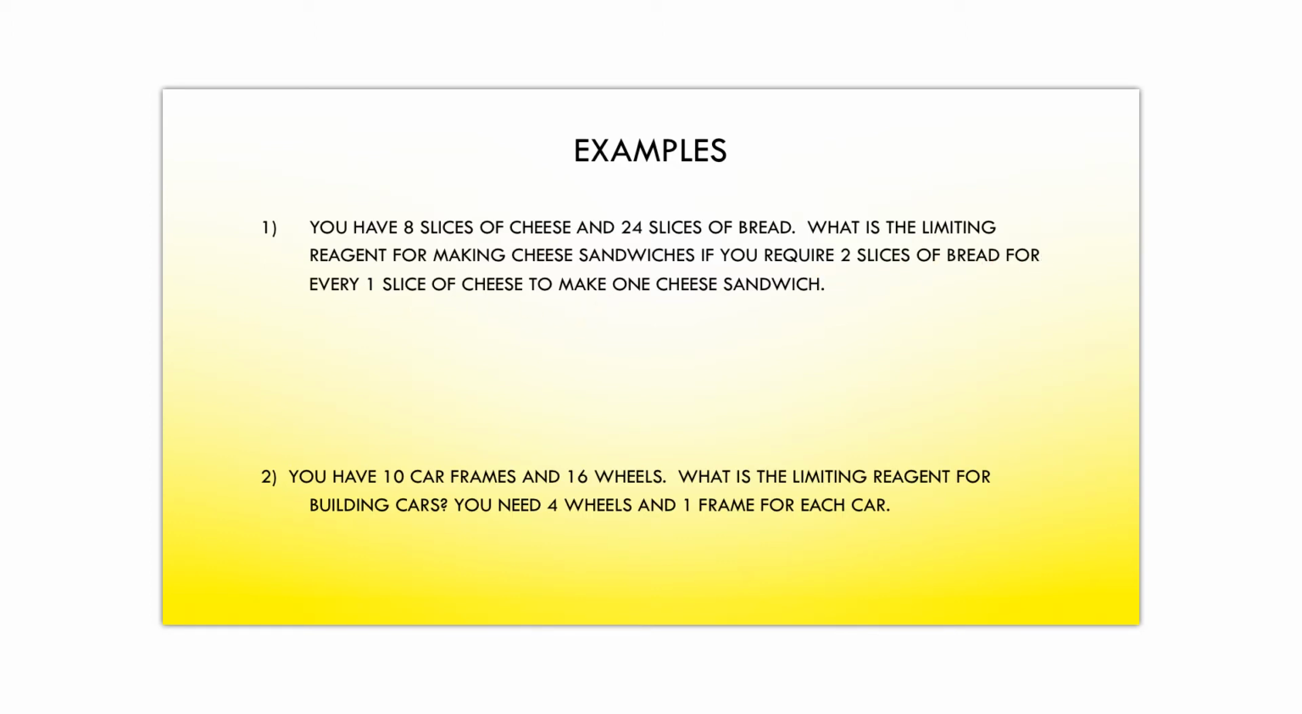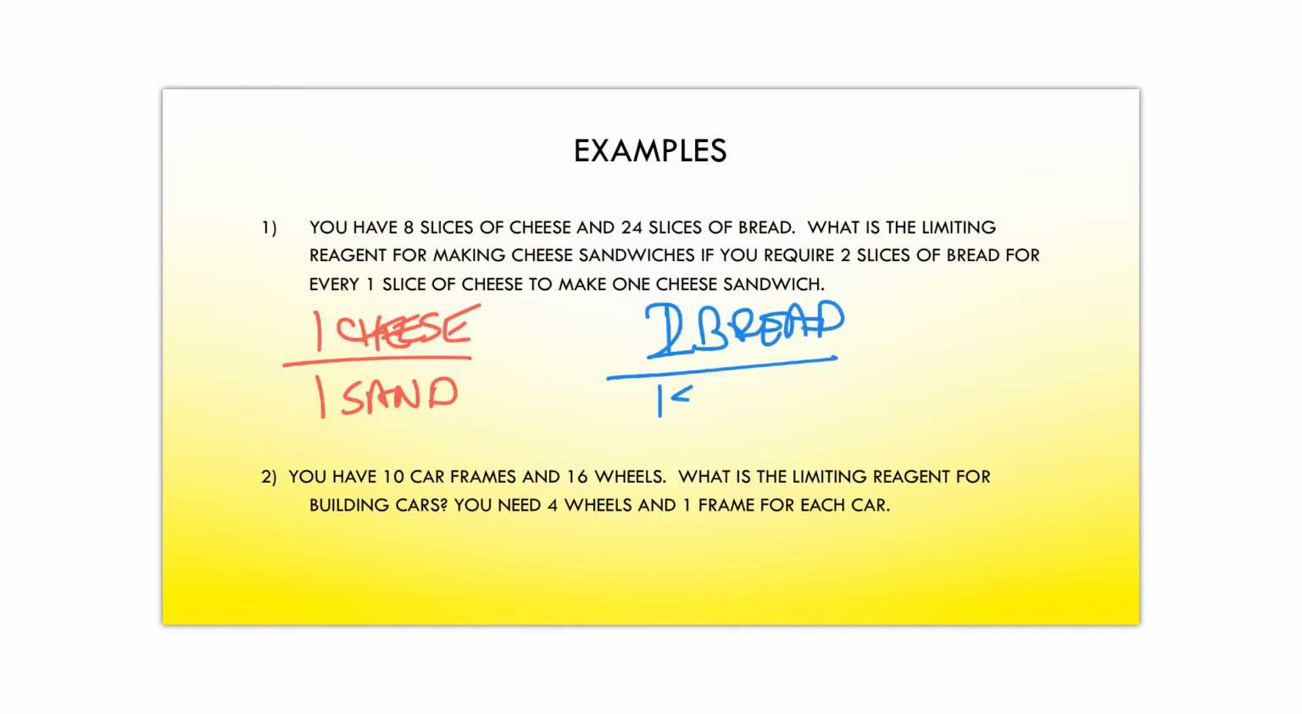So if I was to write the ratio for this, it's 1 cheese for every 1 sandwich. And if I was to do it for the bread, it's 2 pieces of bread for every 1 sandwich. So the ratio is 1 to 1 here and 2 to 1 here. Okay, so now I'm going to go back and look at my cheese. It says I have 8 slices. So for every slice, I can make 1 sandwich. So at the end of the day, the maximum amount of sandwiches I can make would be 8.